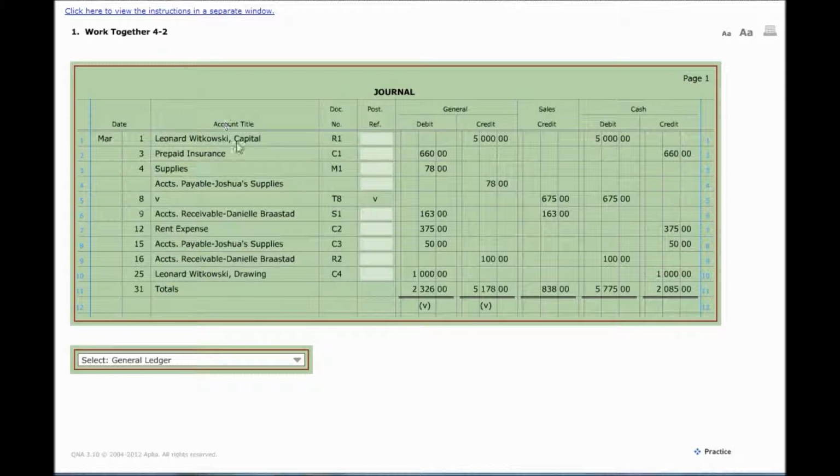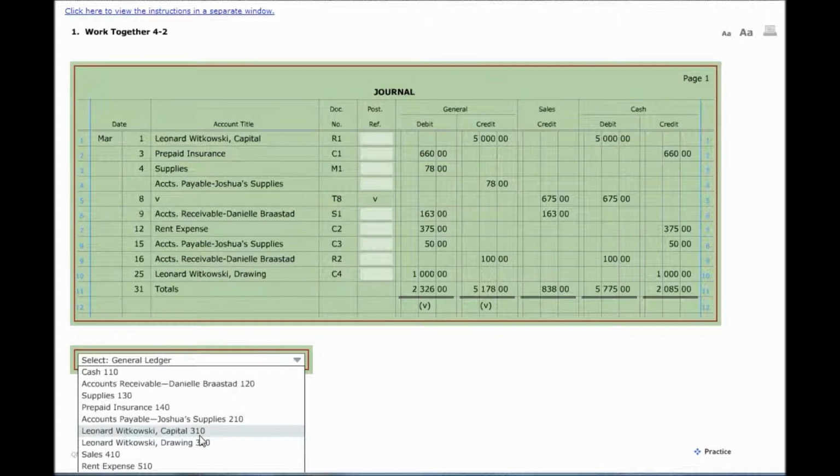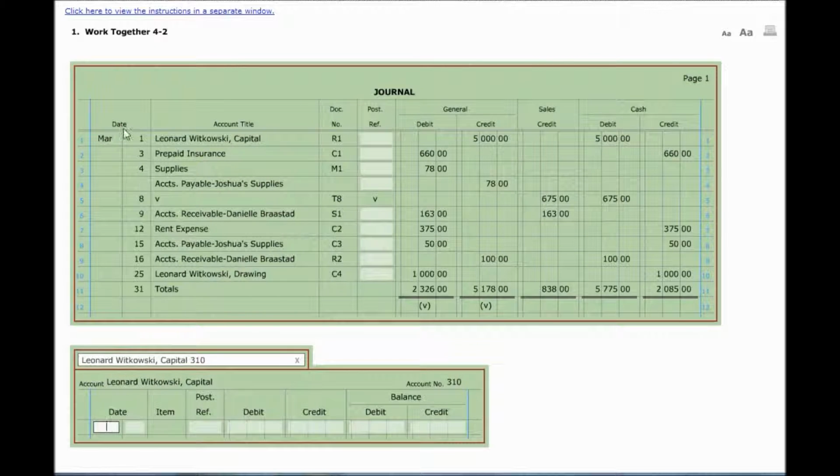Okay, step number 1. We're going to go down the general credit and general debit column, and we're going to deliver them to each of these account titles. So first one here is a 5,000 debit to capital. Your first step is to type the date of when this transaction occurred. So we put March 1st. Your second step is where did we get this? Well, we got it from journal page 1, so we just type the journal page 1.